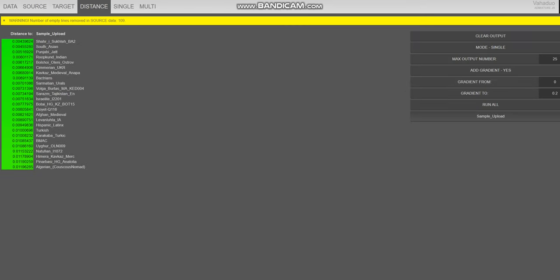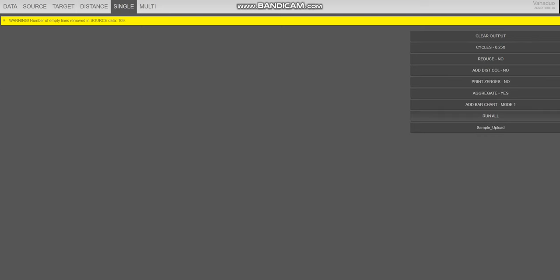And she is closest to Shahr-i Sokhta BA2, followed by South Asians, followed by Punjabi Jat, followed by Indian from Roopkund, followed by Bolshoy Oleniy Ostrov, Cimmerian from Ukraine. And what is this? This is seventh place, comes Kafkaz Medieval Anapa. Yeah, that's right. You're going to see two more videos from these Anapa Caucasians.